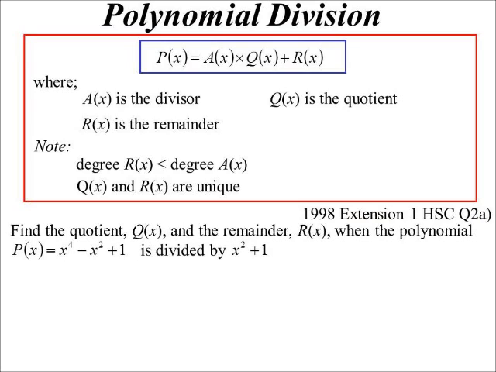I just picked one out from an HSC, 1998. Okay, they find the quotient, the remainder. They want us to do x to the 4 minus x squared plus 1 divided by x squared plus 1. So let's set it up. Just like we did with numbers back in primary school, whatever we're dividing by, we put over here, x squared plus 1, what we're dividing into.